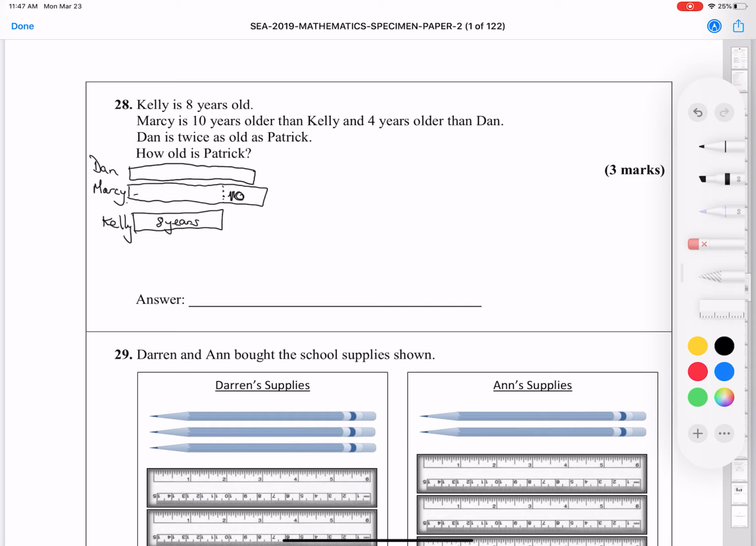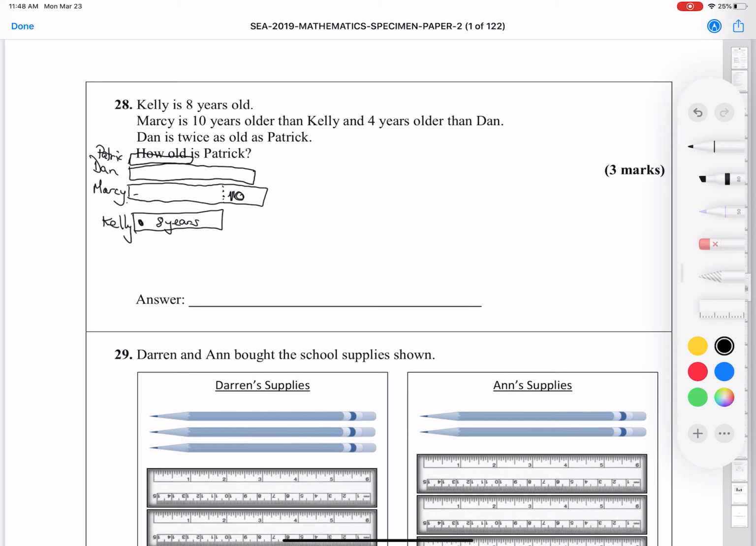Dan is twice as old as Patrick. Okay, I wish I went down a little lower. Dan is twice as old as Patrick, so that means Patrick is half of Dan's age. Patrick is half of Dan's age. Sorry to write over it. How old is Patrick? So let's go from the beginning.